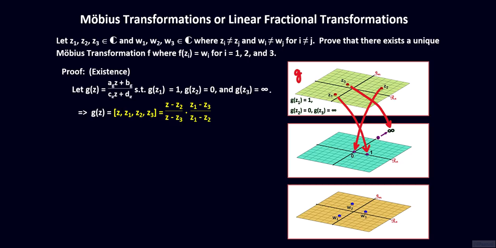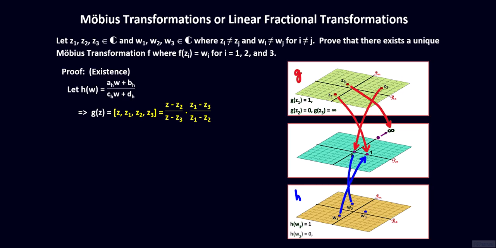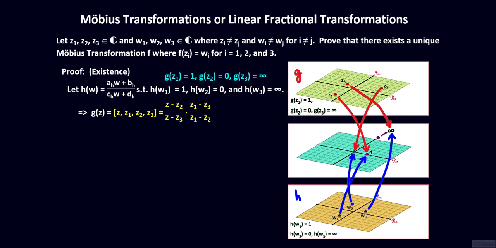We find a second and twin Möbius transformation to g. We call this second transformation h. h maps w1 onto 1, w2 onto 0, and w3 onto infinity. h is exactly the same as g, except this time h maps the w_i's onto the v_i's instead of the z_i's onto the v_i's, which is what g does.